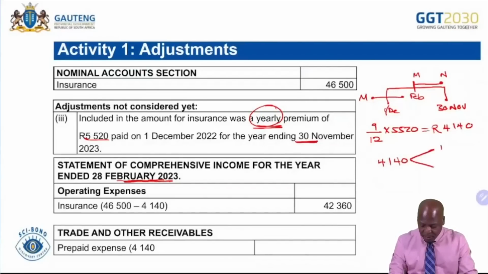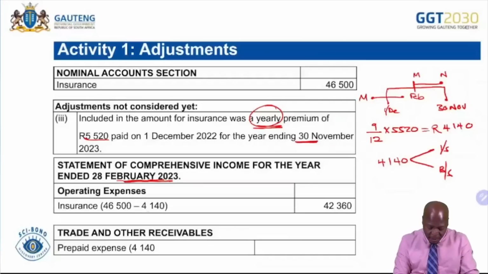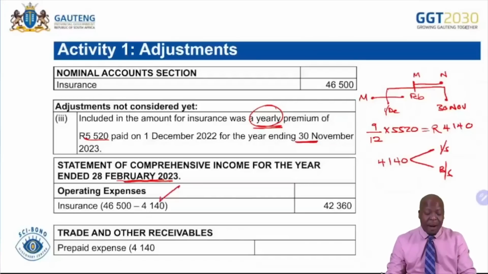I'll adjust this in the income statement and I'll also adjust it in the balance sheet. In the income statement, what is this? It's a prepaid expense. And the prepaid expense, I subtracted. Hence you see here, I come and I said minus. When an expense has been paid in advance, in the income statement, I minus it.